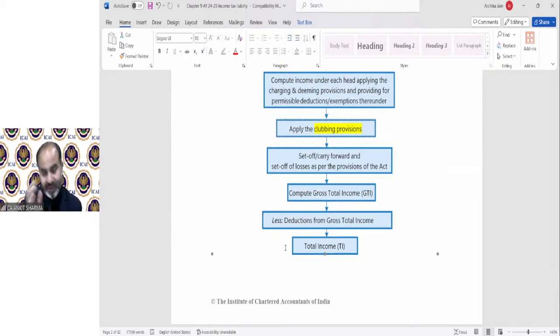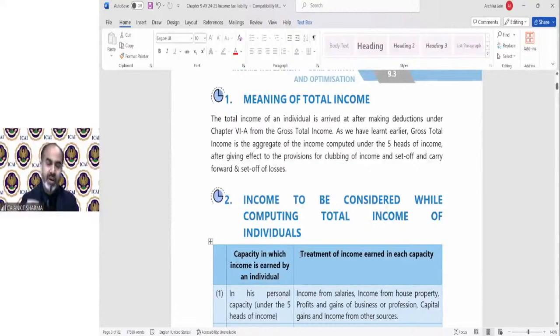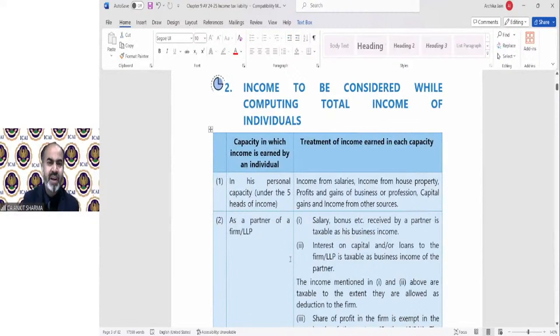So the meaning of total income is the gross total income after deductions have been reduced from it. Whatever we have after that is called the total income. Income to be considered while computing total income of an individual: in his personal capacity, under five heads of income. So those incomes will be considered for an individual, and whatever he is earning from these five heads of income will be his GTI.